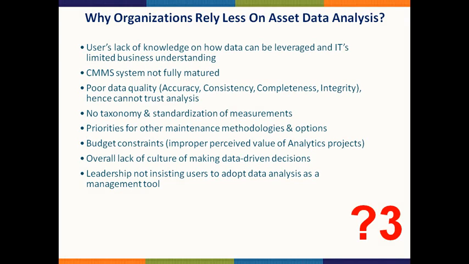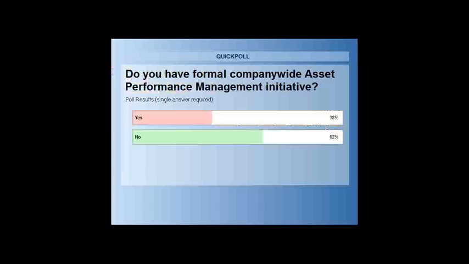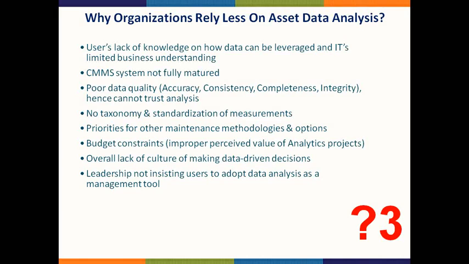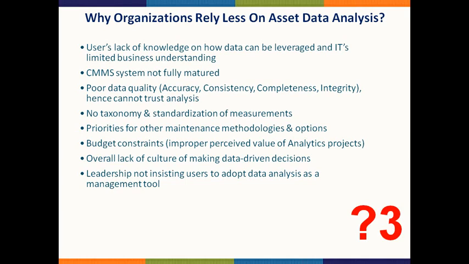62% say no and 38% say yes, they have some initiatives for APM. Okay, that helps actually. The reason it's important is when you have a formal process, then there is a structure and a thought process behind the definition of the KPIs. So it can be a lot more effective when you have a formal process and involvement with other people.